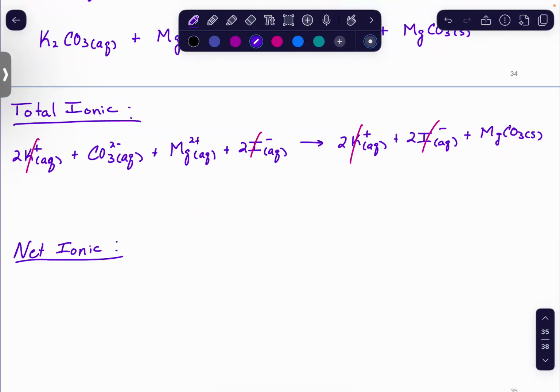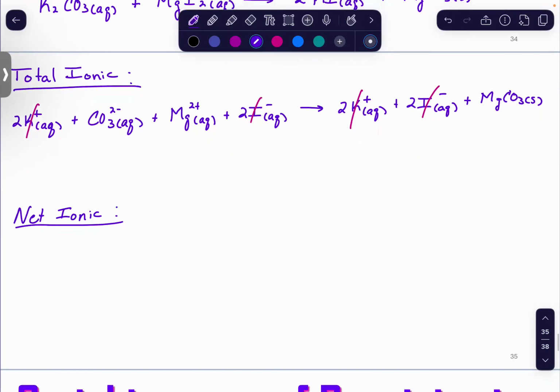The net ionic equation is what's left. And so that's going to be magnesium ion, carbonate ion. It's going to yield the solid magnesium carbonate. Okay.